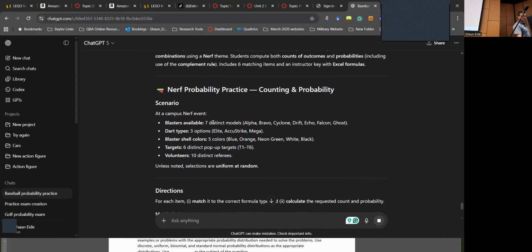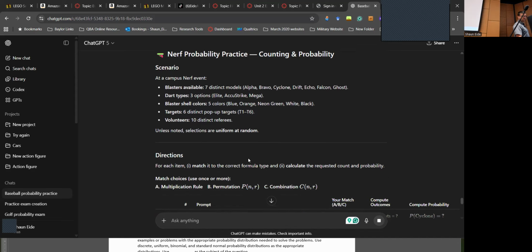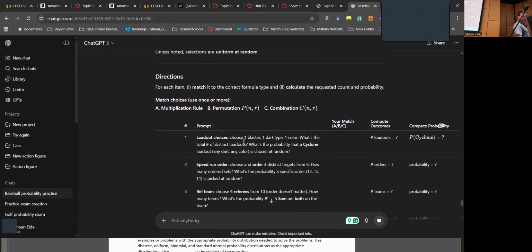There are 7 distinct models. There are 3 dart types. There are 5 blaster shell colors. There are 6 targets. There are 10 volunteers. So choose 1 blaster, 1 dart type, and 1 color. What is the total number of distinct loadouts? What is the probability that a cyclone loadout is chosen at random?